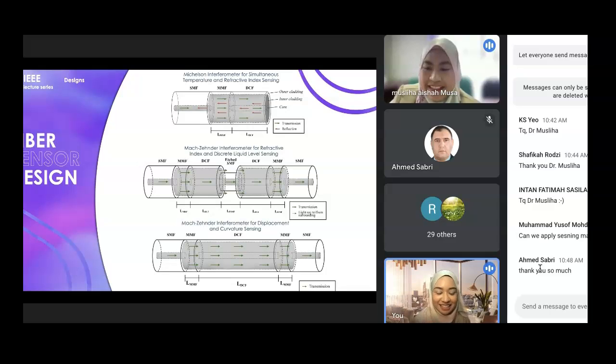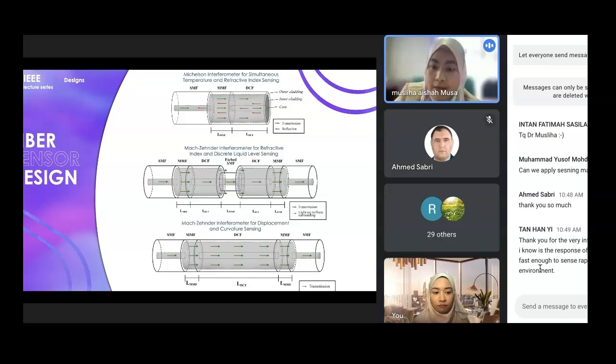So the next question is from Dr. Muhammad Yusuf Muhammad Noor. Can we apply sensing material on the DCF itself? Sensing material on DCF? Such as, I mean, you coat a material on the DCF. Oh, okay. Yeah, we can use that to enhance the sensitivity, like for temperature. We can put something to enhance the sensitivity of our DCF.